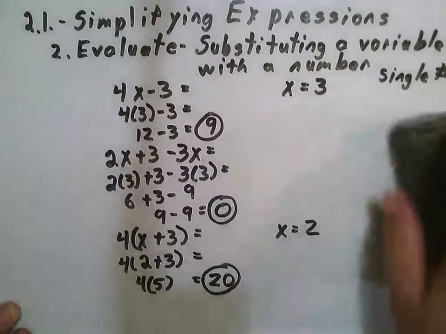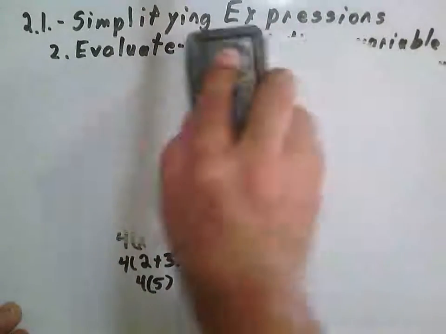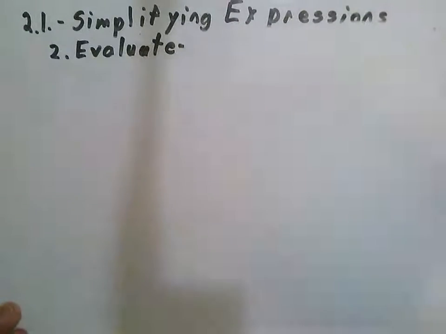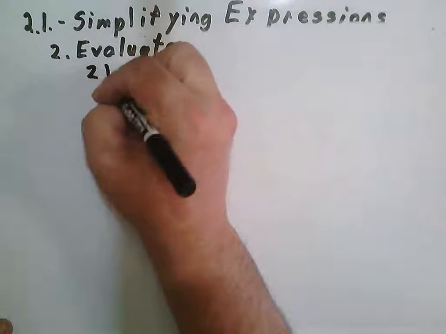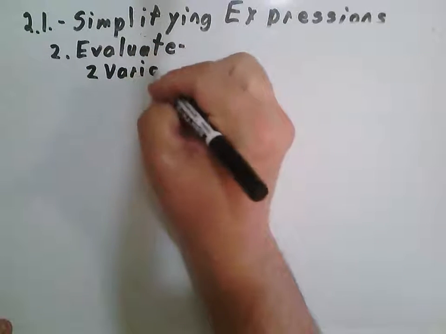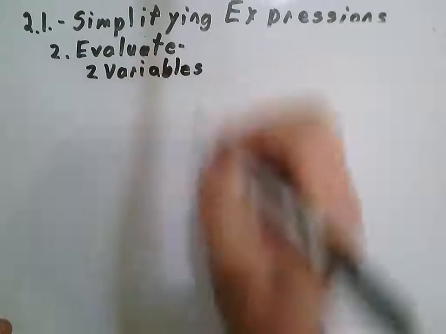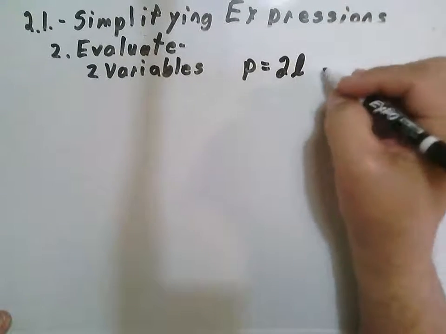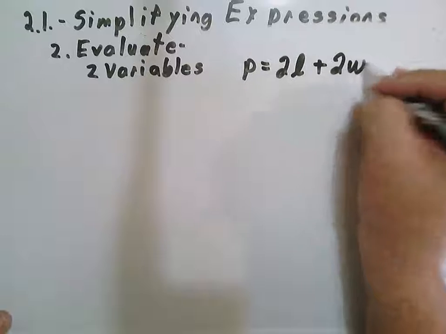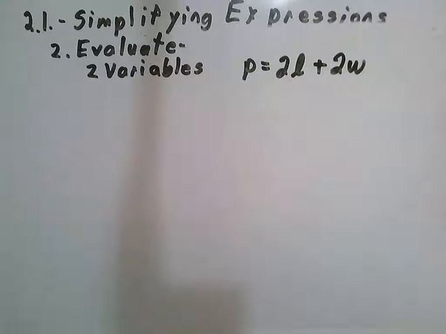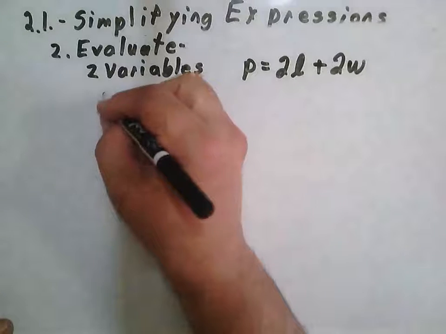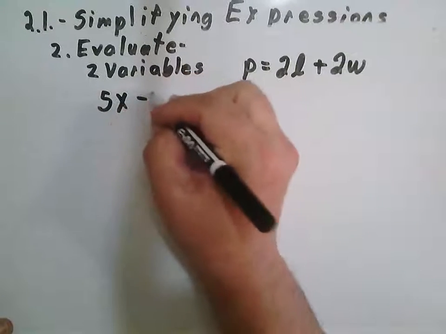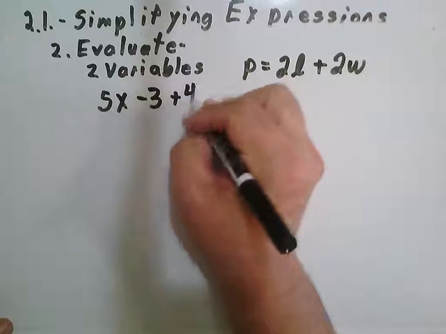Now, the other way of evaluating: you can have numerous different variables, but when you have two variables, the most common ones that we use are x's and y's, but they don't always have to be that. If you think about our perimeter formula, it's 2 length plus 2 width. So they're L's and W's, but generally we'll use x's and y's. So for an example of this one, let's just say 5x minus 3 plus 4y.